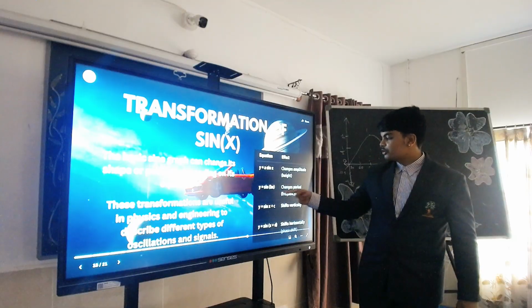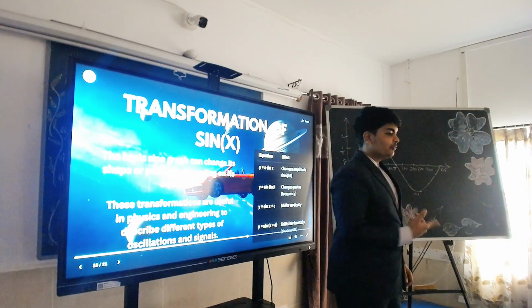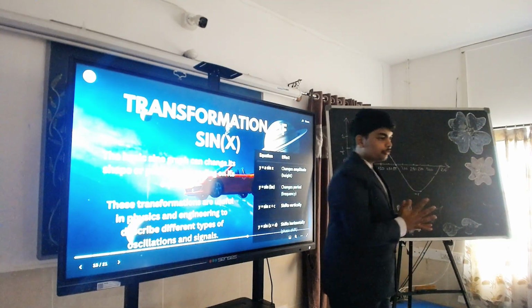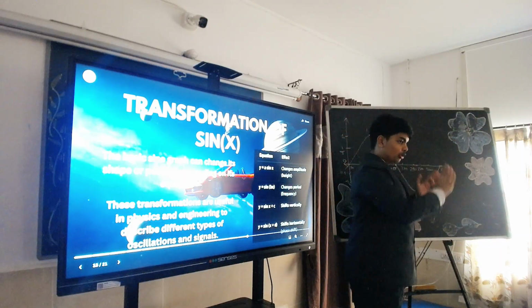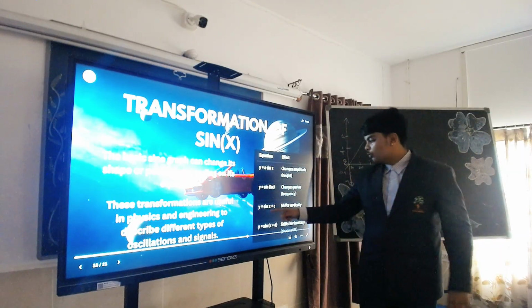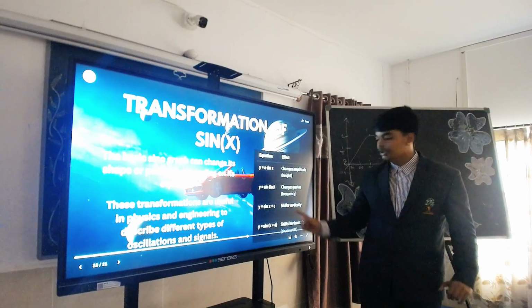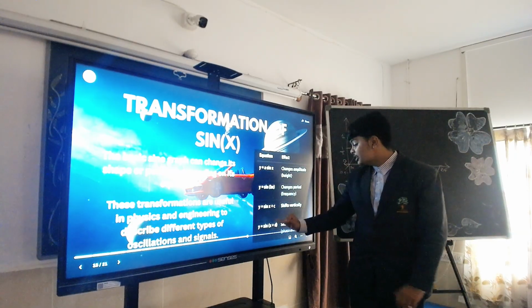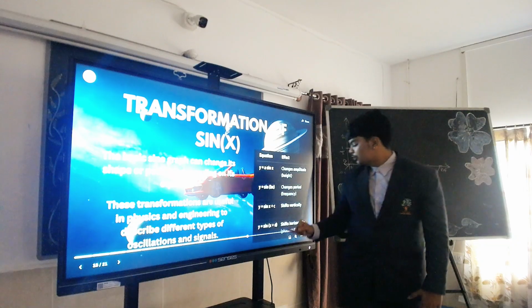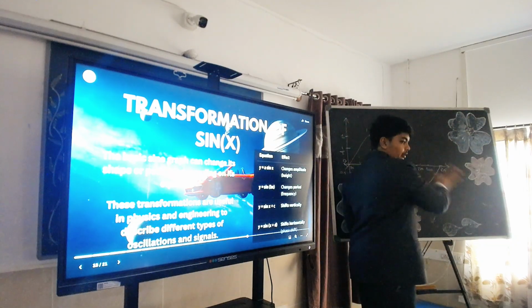So y is equal to sin bx. The period and frequency change. That is applied to applications like car suspension. The graph is a bit smaller like this, which I'll show you. So y is equal to sin x plus c, a vertical shift. Vertical shifts are there. Next, we have y is equal to sin x plus d, a horizontal shift. Horizontal shift will be there.